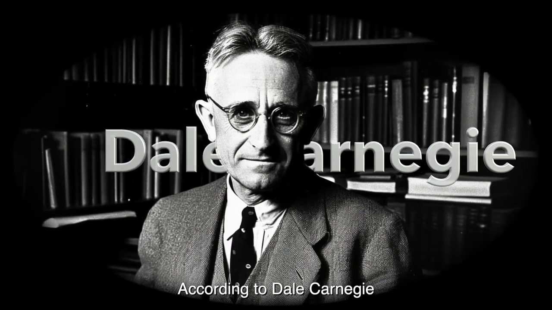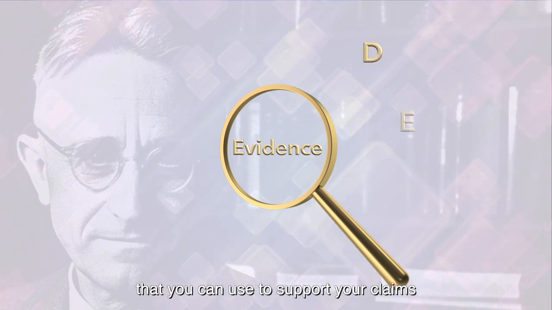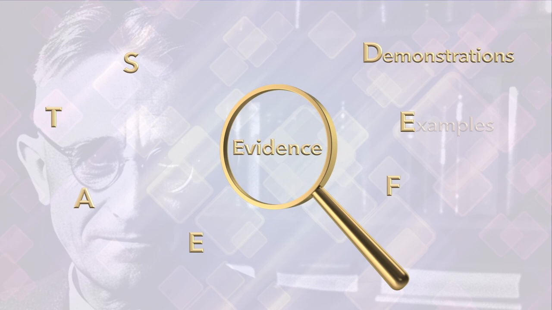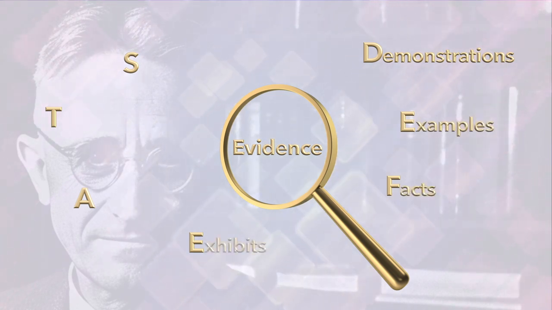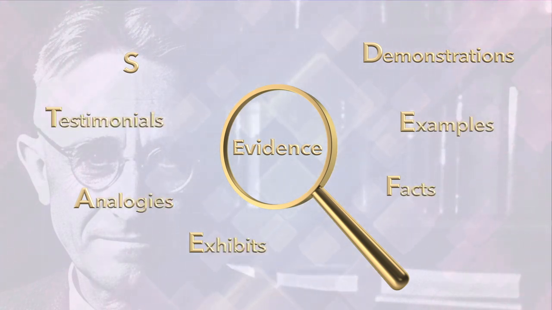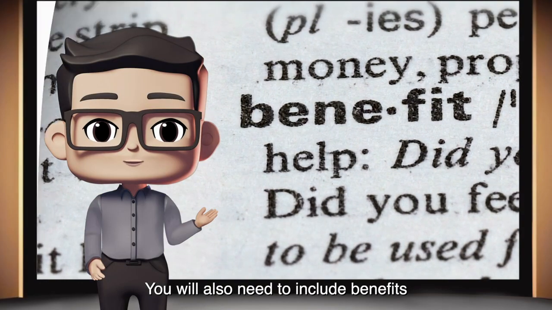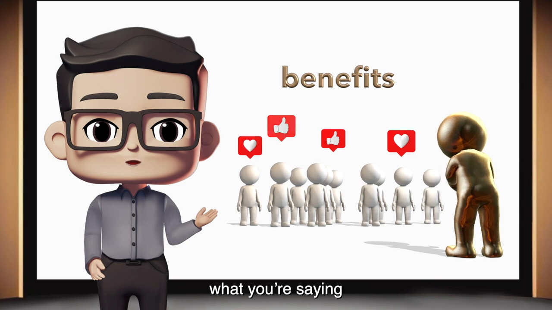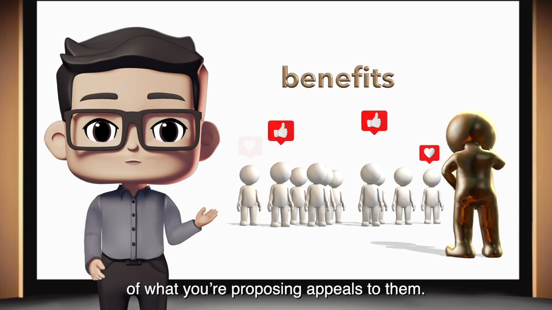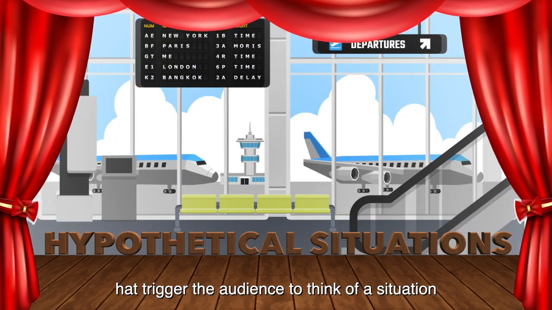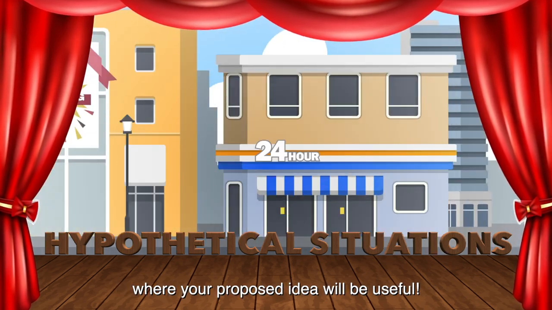According to Dale Carnegie, there are different types of evidence that you can use to support your claims and persuade the audience with: demonstrations, examples, facts, exhibits, analogies, testimonials, statistics. You will also need to include benefits so that the audience can relate to what you're saying, and that the outcome of what you're proposing appeals to them. You may create hypothetical situations that trigger the audience to think of a situation where your proposed idea will be useful.